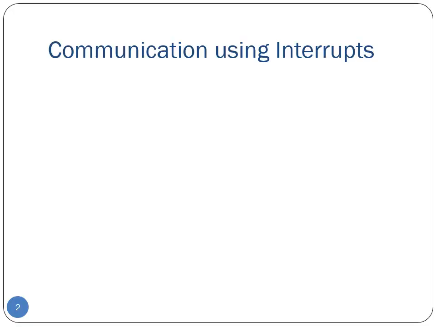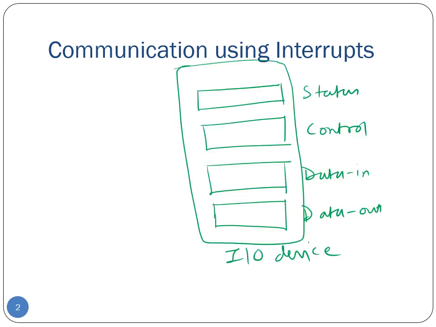Recall, in the previous video lecture, we talked about polling-based communication with IO devices. We saw that even the simplest IO devices have this abstraction of port, where each port essentially is a collection of four registers: the status register, the control register or the command register, the data in register, and the data out register. So this picture over here shows a logical representation of an IO device, and these are our four registers that I was talking about.